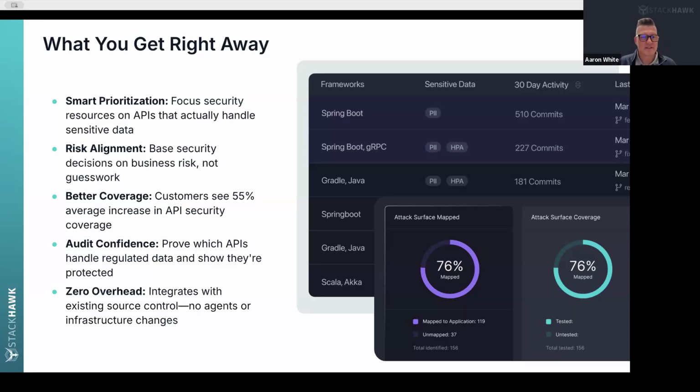So the best part is it doesn't require an agent. There's no infrastructure changes. This is all built into API discovery. So out of the box, we're exposing and giving you visibility into what exists, and then automatically identifying which of those APIs are handling sensitive data and surfacing that information to you, along with the development activity as well. So that's pretty much it in a nutshell.